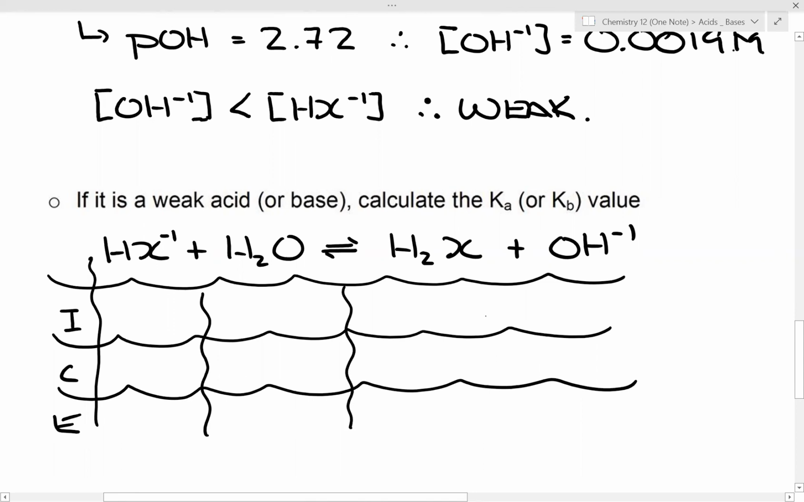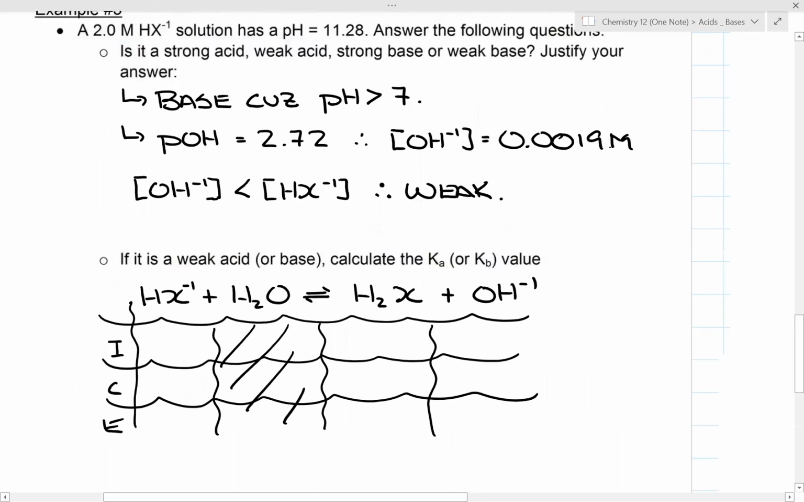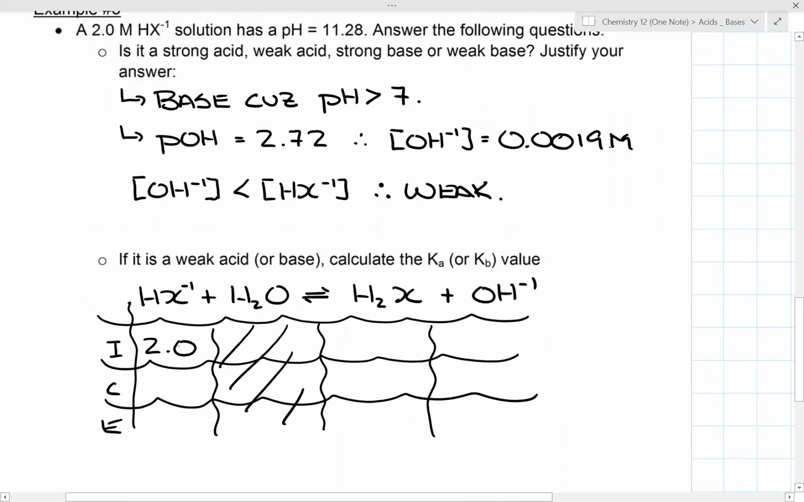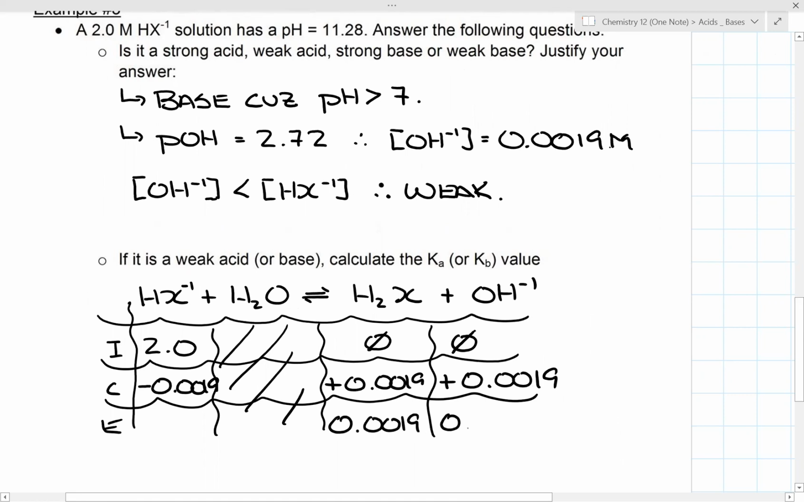Now, this should be very familiar. In this case, this would be 2.0 molarity. This would be 0, 0, minus, plus, plus. This will be 0.0019, 0.0019, 0.0019. This should start getting repetitive. And here would be 1.9981, sorry.